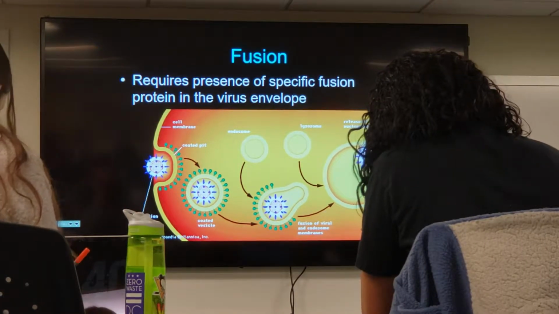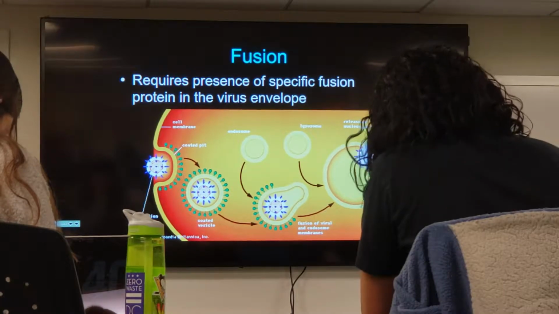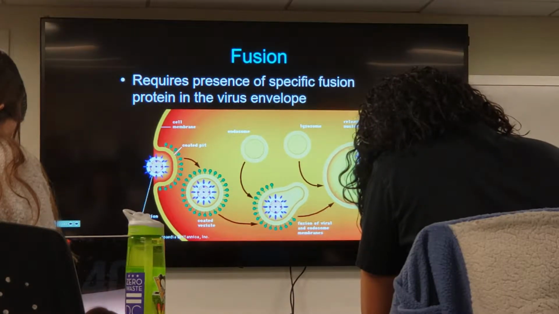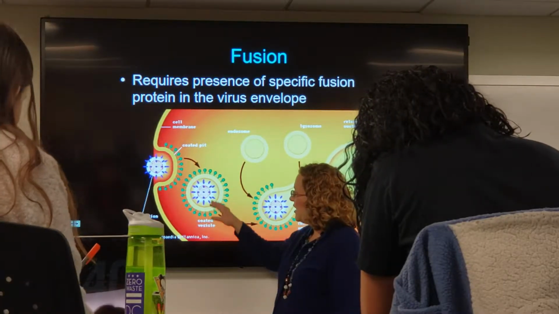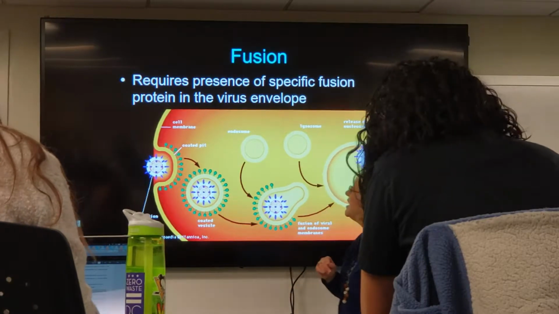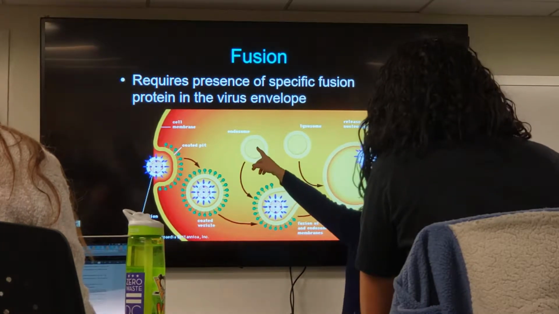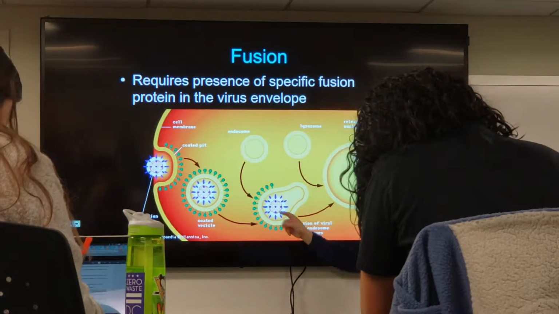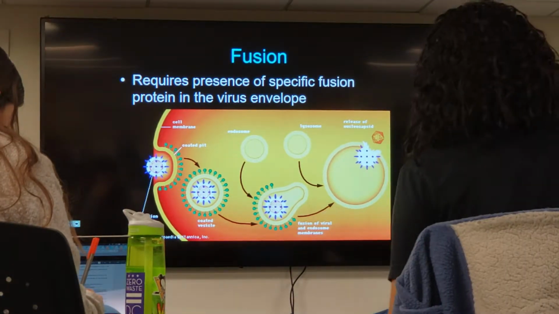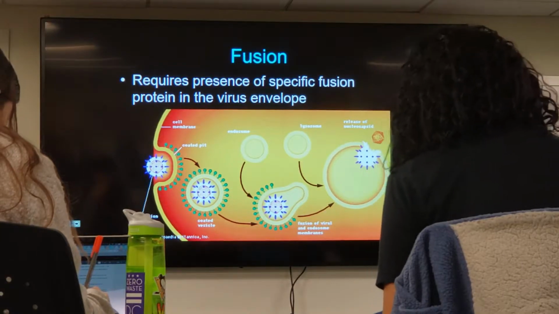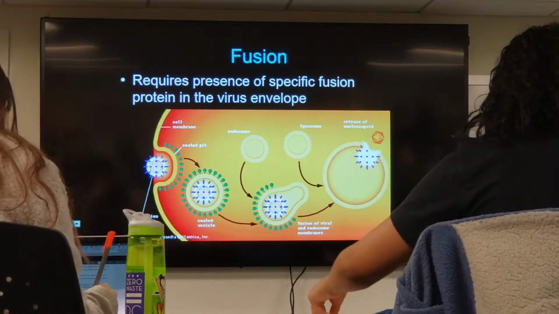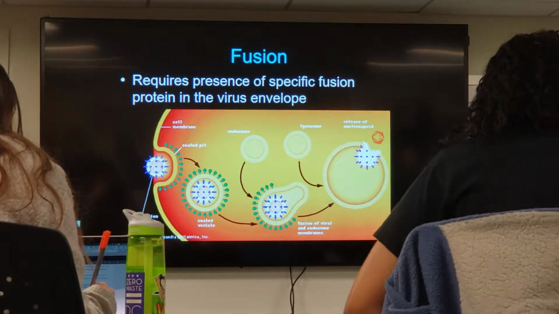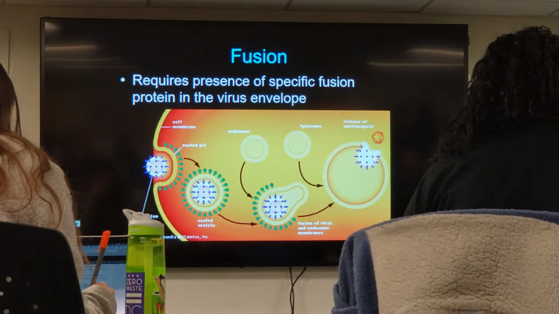So what happens here is we have our vesicle inside our cell. This has our enveloped virus inside it. We have the endosome, so that vesicle is going to fuse with the endosome. What happens when a vesicle fuses with the endosome? Do you know? What happens to the environment inside that vesicle?